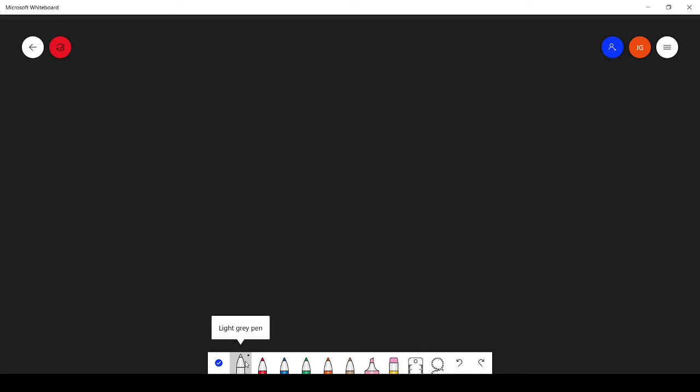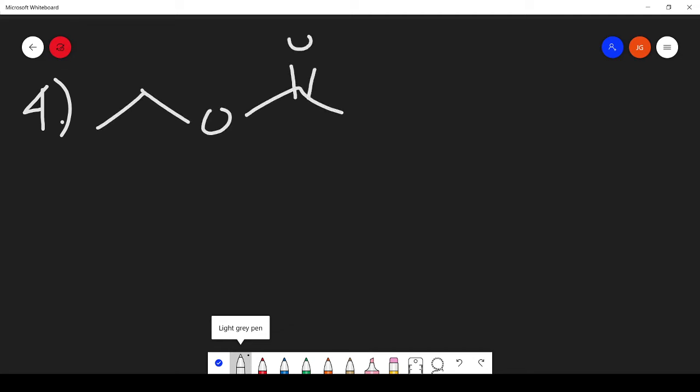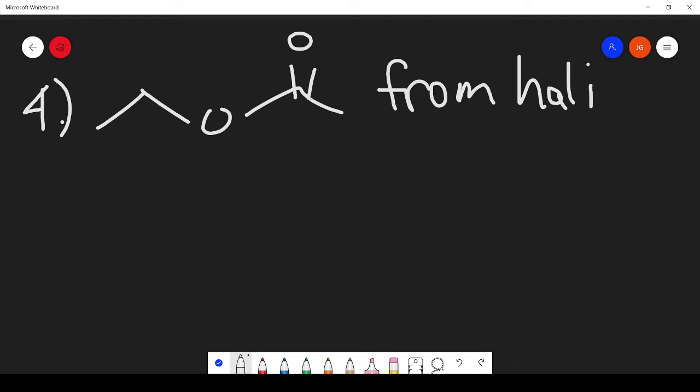Okay, so the next problem that we have is a synthesis problem. So we want to synthesize this ester. Okay, that's pretty simple, but there's a catch. We can't just use any method to do it. We have to use a halide. So we can't use the Fischer esterification. We have to use a halide.